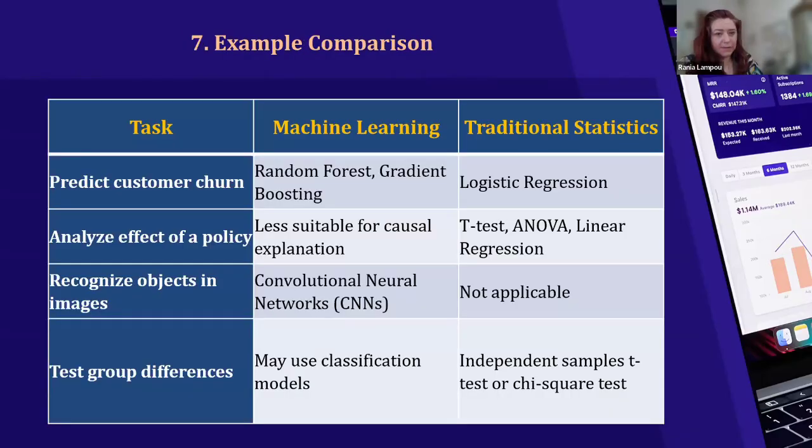And here we can see, for example, a comparison. If we want to analyze the effect of a policy, in our paper, you can use traditional statistics, linear regression to test. Machine learning here is less suitable for causal explanation. If we want to recognize objects in images, we can't use traditional statistics, but we can use convolutional neural networks. In order to predict customer churn, we will use random forest or gradient boosting for machine learning. Or to test group differences, we may use classification models for machine learning, or for traditional statistics, independent samples t-test or chi-square test.